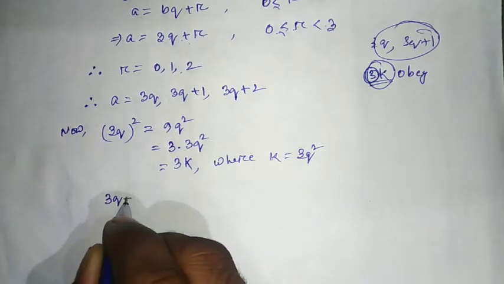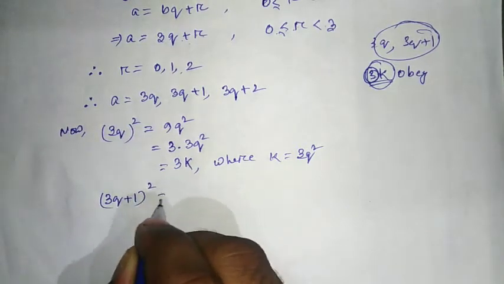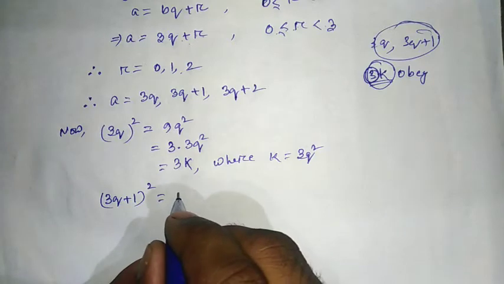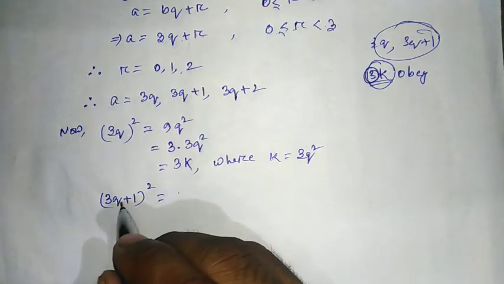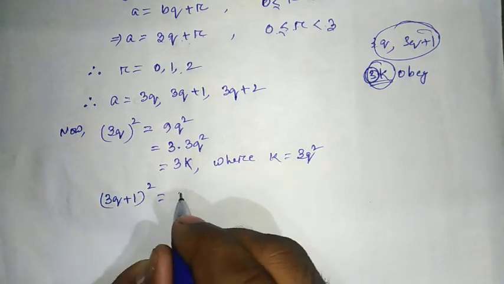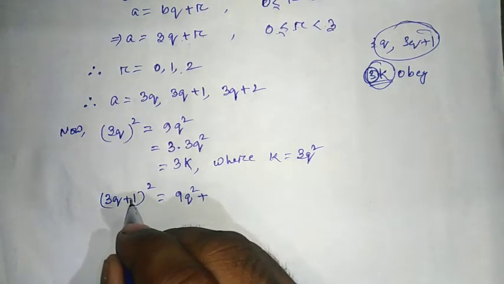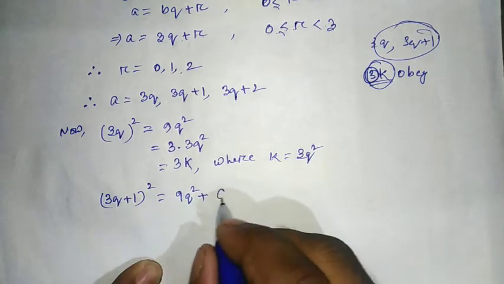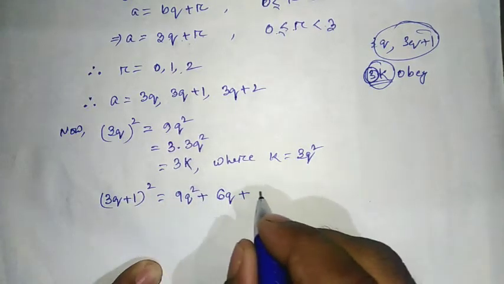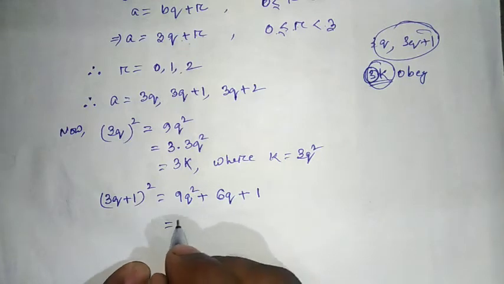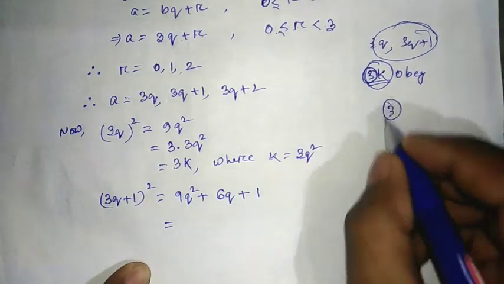3q plus 1 whole square. So 3q plus 1 whole square means what? It is nothing but (a plus b) whole square. a square means 3q whole square, that means 9q square, plus b square, 2ab means 6q, plus b square means 1 square, which is 1. So here again we need a 3.